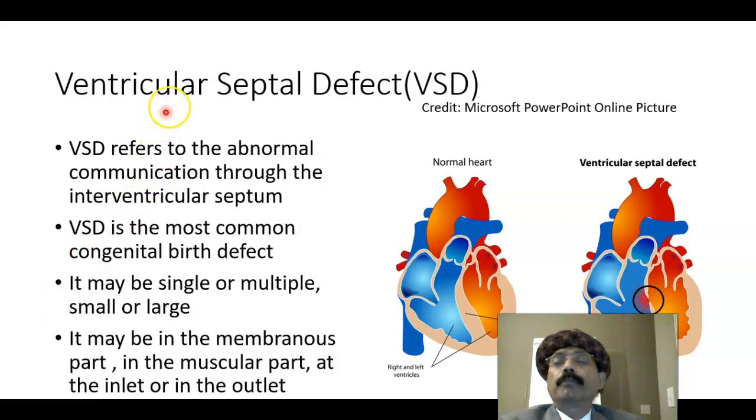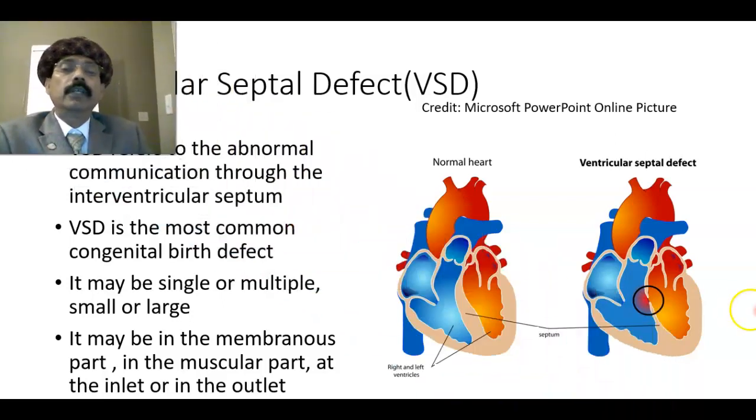The ventricular septal defect refers to the abnormal communication through the interventricular septum. So, here is the interventricular septum between the left ventricle and right ventricle. The blood in the left ventricle should be separated from the blood of the right ventricle by means of the interventricular septum. The interventricular septum has an upper part, which is membranous, and a lower part, which is muscular.